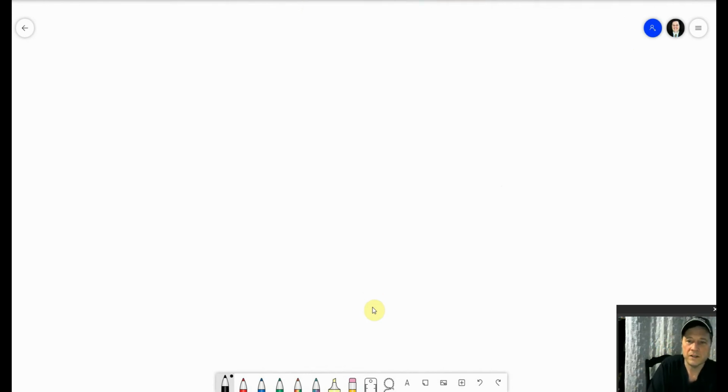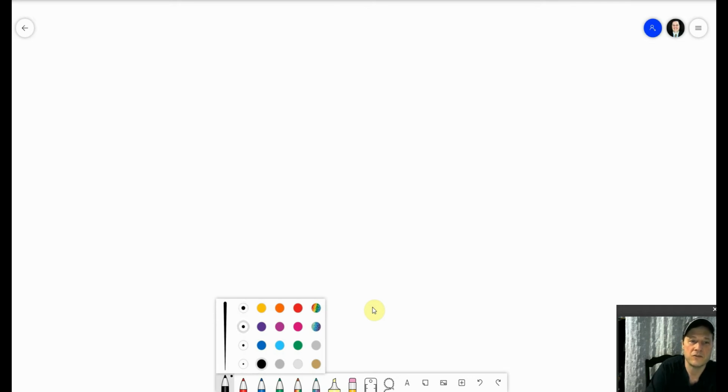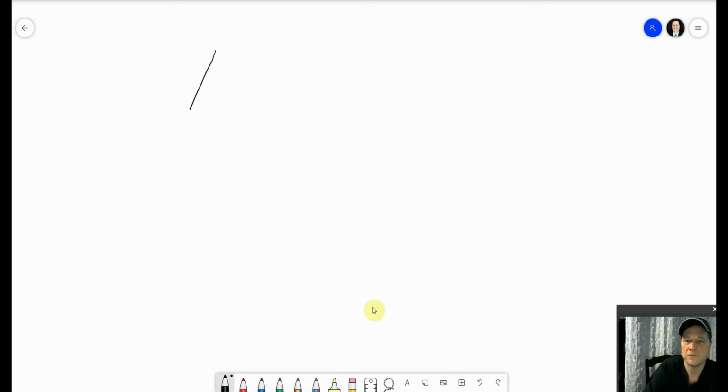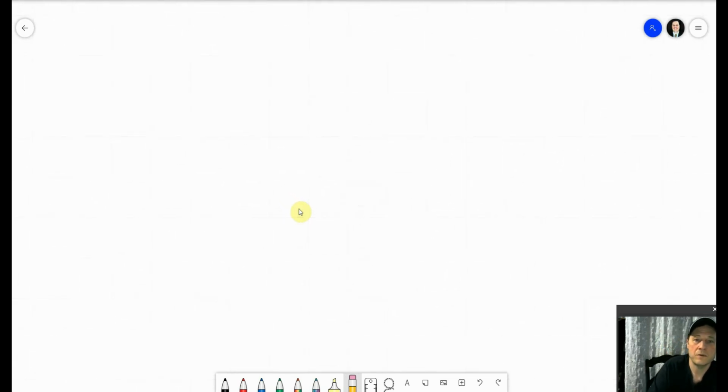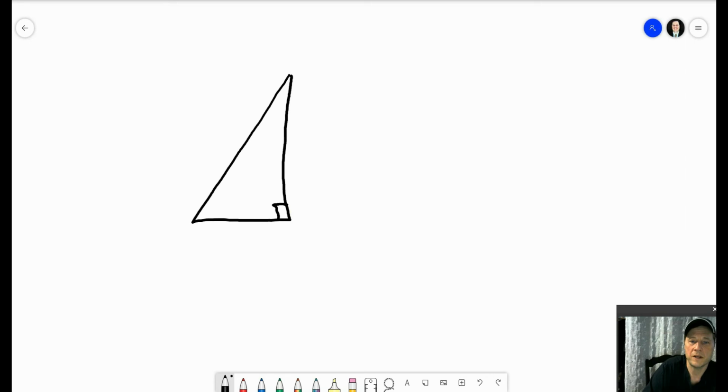Okay, so what I want to do is take you through just a couple of examples of other unknowns, solving other unknowns in triangles. So let's start with getting our, let's increase our zoom here. There we go. Okay, so this is our beautiful right angle triangle.